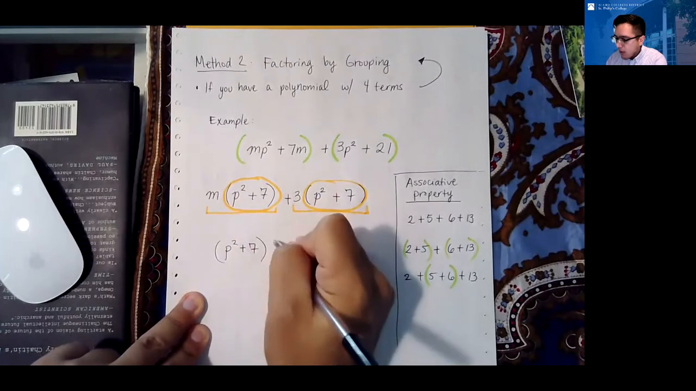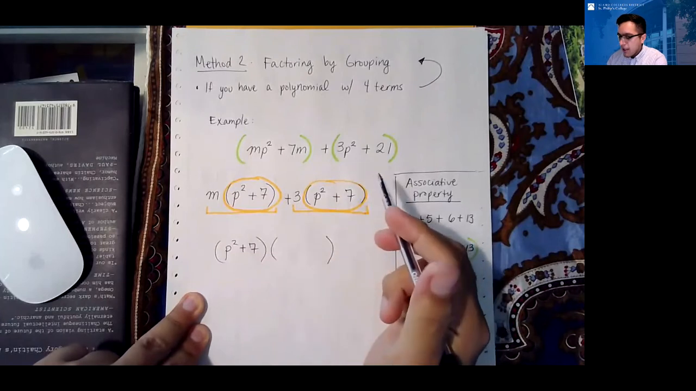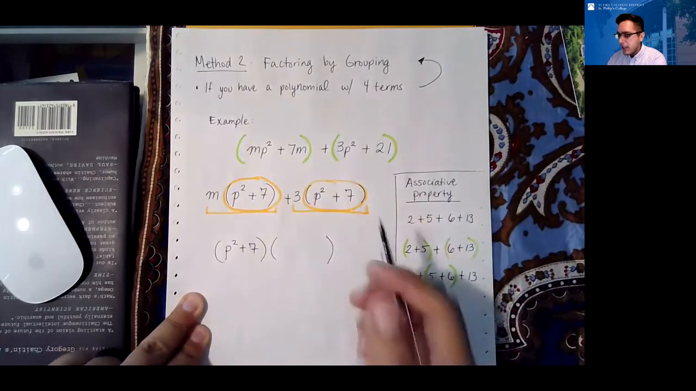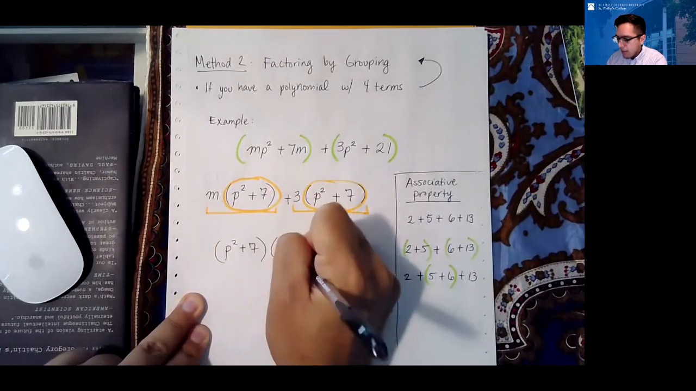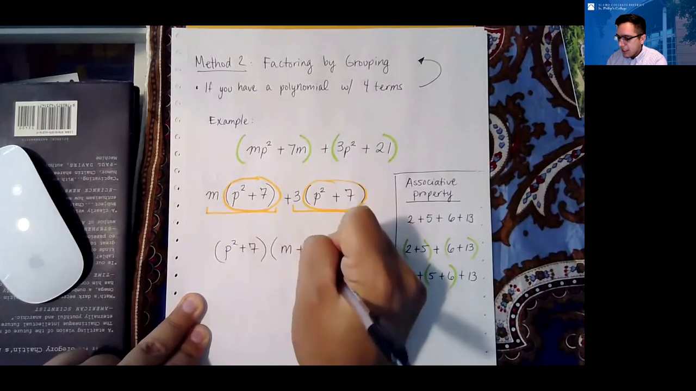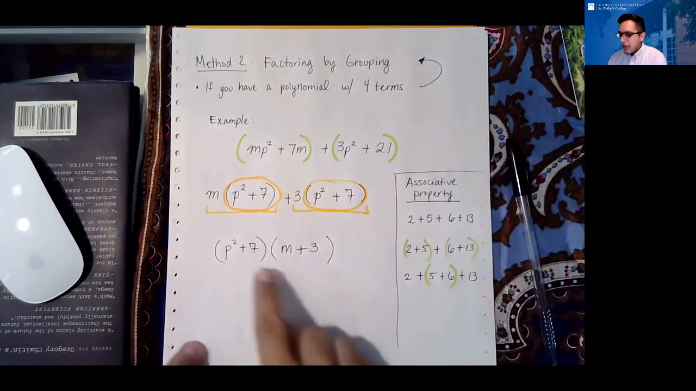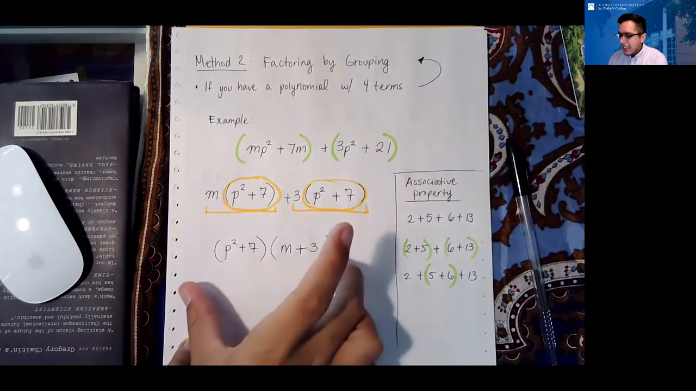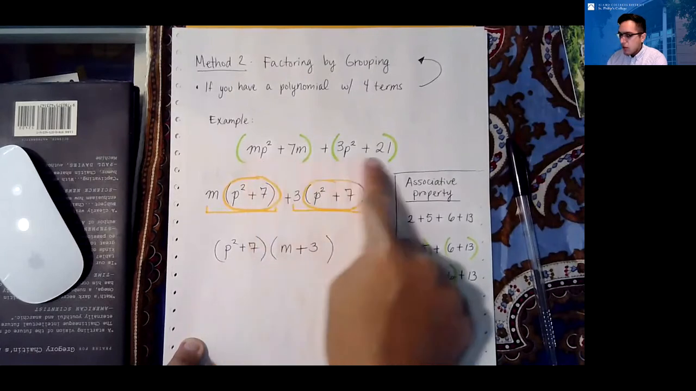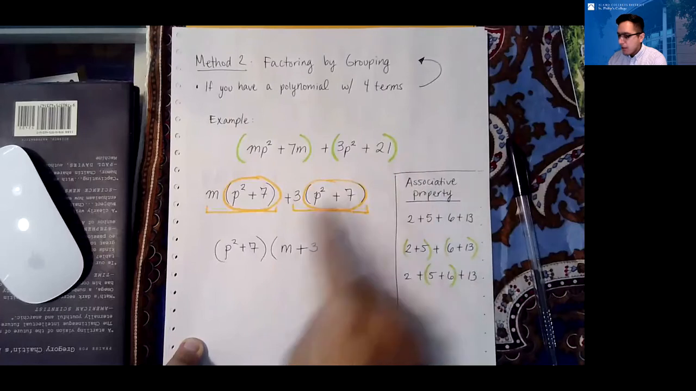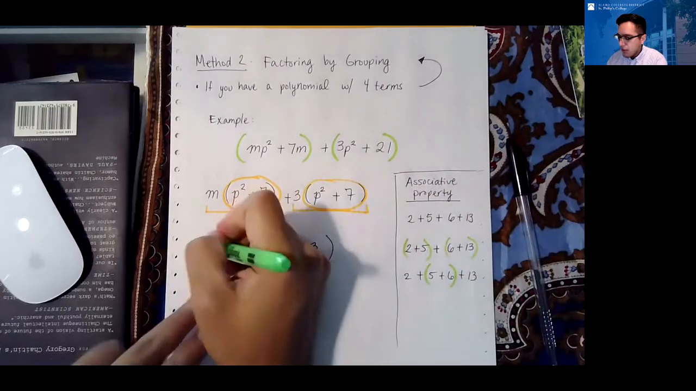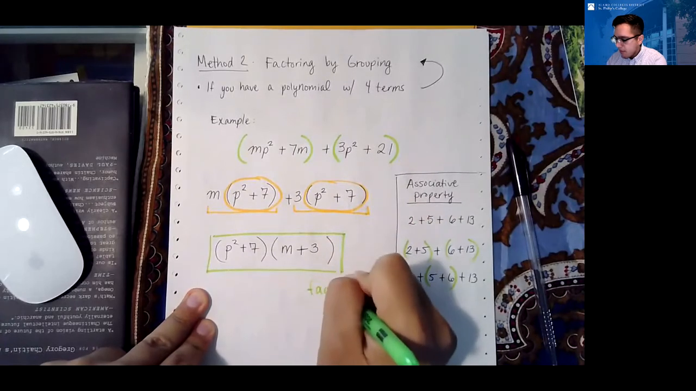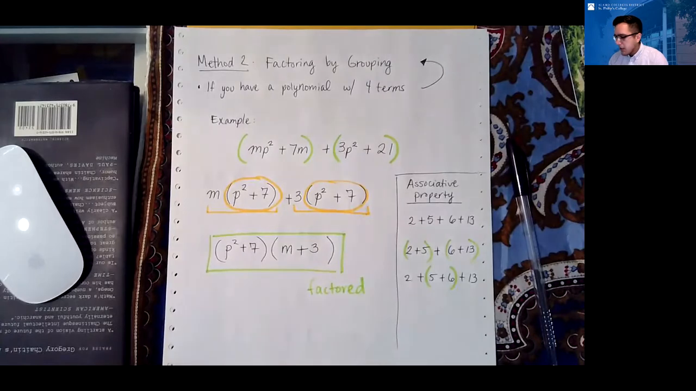And once we factor that out, we're multiplying it by something that we have left over that would give us our original two terms back. Well, that would be the leftover m and the leftover 3. So now it turns out that this polynomial times this polynomial is the factored form of our original statement of 4 terms. So this is the final or fully factored form of our original problem. Does anybody have any questions there?